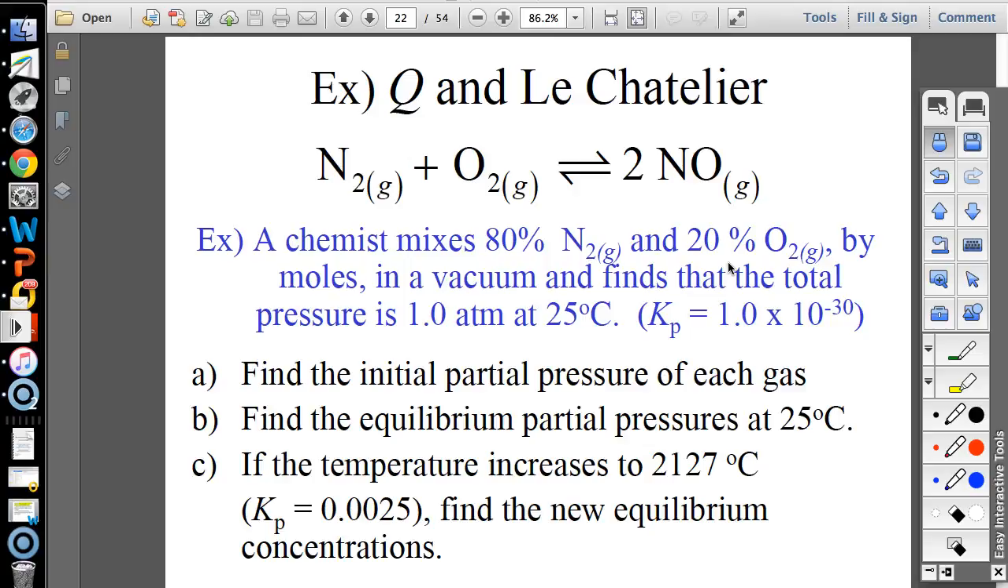Basically, worst case scenario on the AP exam, they may give you an initial equilibrium constant. So in this case, Kp is equal to this, and then they'll tell you a new temperature. If you have a new temperature, they're always going to tell you a temperature with your Kp because it's dependent on the temperature. But they'll give you a new temperature, and then they'll give you a new Kp, or they'll ask you to find which way it's going to shift, or they may ask you to find the concentrations or the pressures.